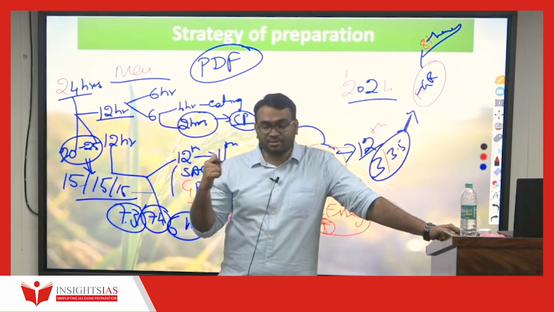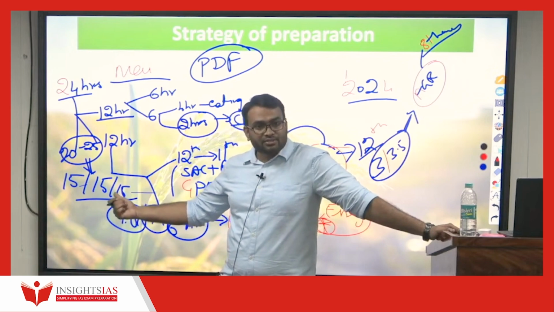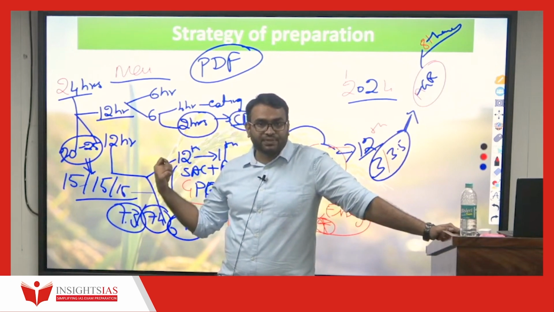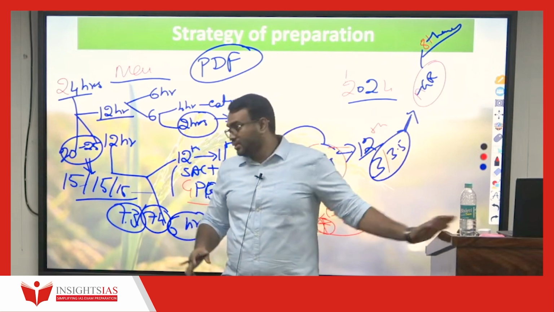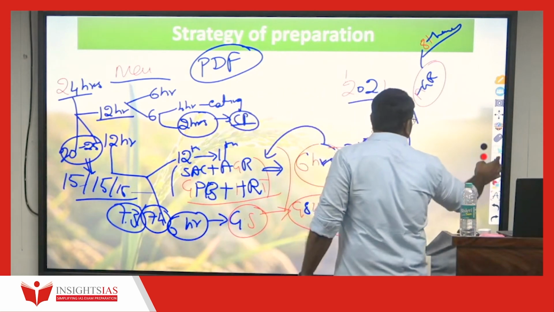So this sort of thing has to be done in the last 15 days, correct? So this 15 days, 4 phases, and then last 15 days, in this way you can manage. So this is mainly for people who are writing mains this time.